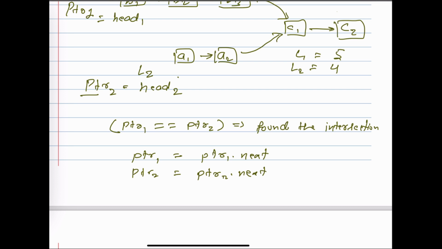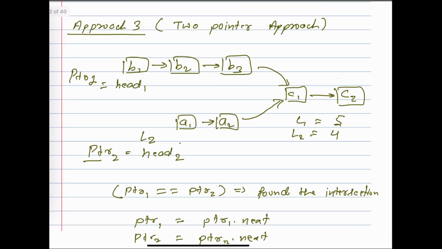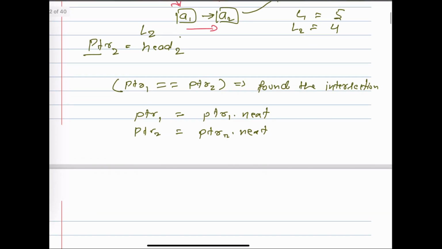Okay, so what we are going to do, we will first compare B1 with A1. Again, we will compare B2 with A2. See here, we are comparing pointer 1 with pointer 2, and if they are not equal, we will move our pointers 1 node ahead. So we will do this only. We are checking whether pointer 1 is equal to pointer 2. If this is true, we are saying that we found the intersection, else we'll keep on moving our pointers.